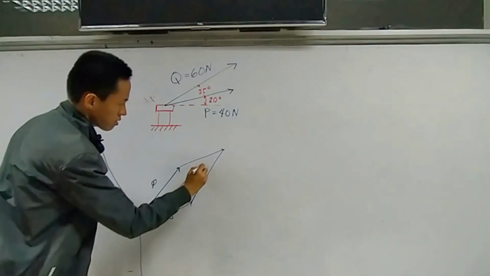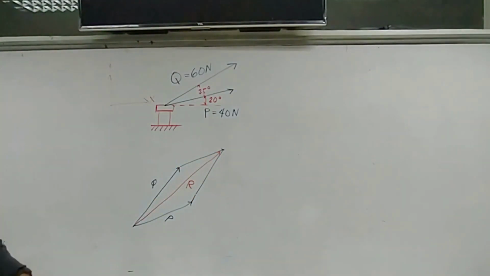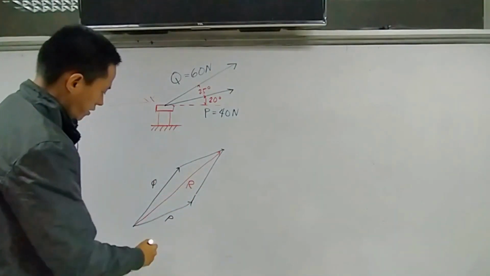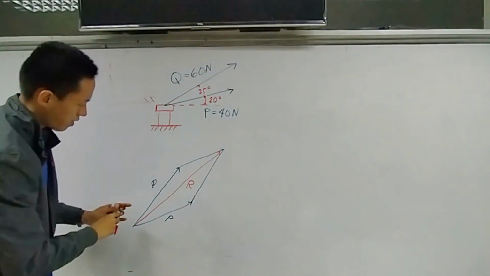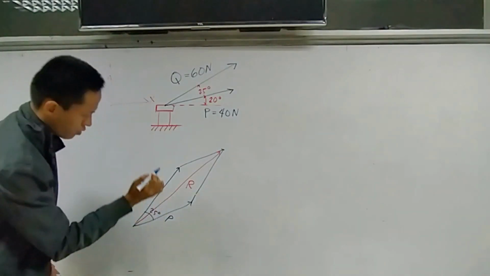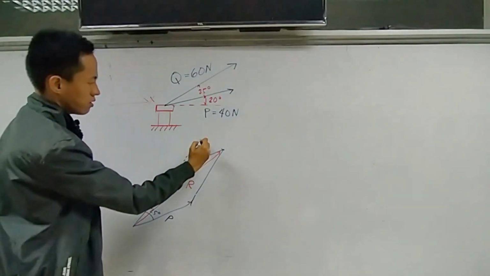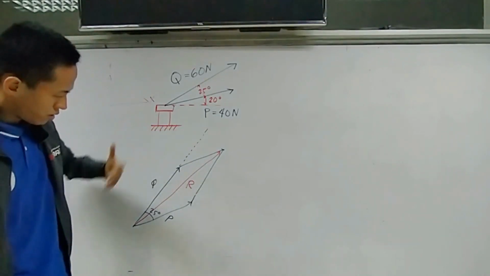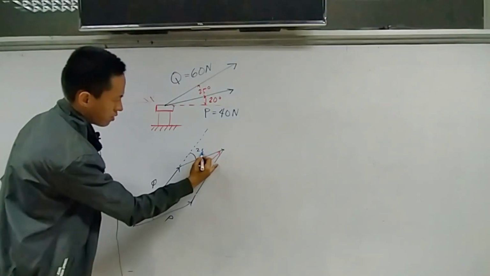This is your resultant force, guys. That is your resultant force. Ito, R natin dito. Now, this angle here between P and Q is 25 degrees. Okay? This is 25. So, therefore, if we extend this line here, ito, extend natin dito, this angle here will be equal to this angle here. Opposite, exterior. So, ito, this is just equal to 25 degrees.